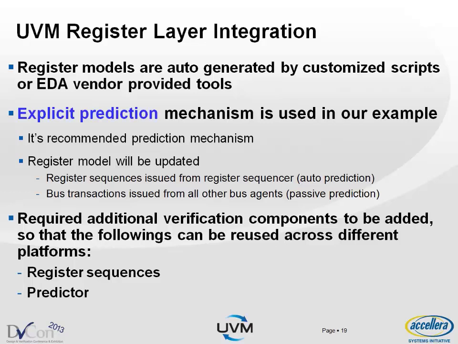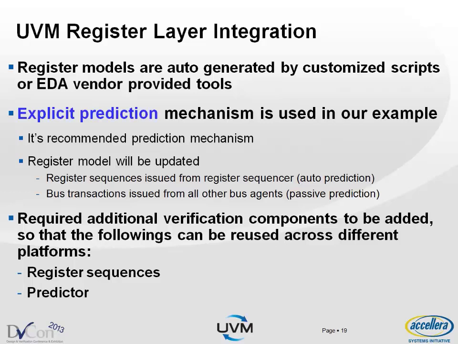When we talk about the register model, we're always thinking about the prediction mechanism. How the model works is that we try to keep a copy of the register values that's updated along with the design. The prediction mechanism is used to keep the register model and the design registers in sync. There are three prediction methods that can be used. The one we're going to talk about is called the explicit prediction method.